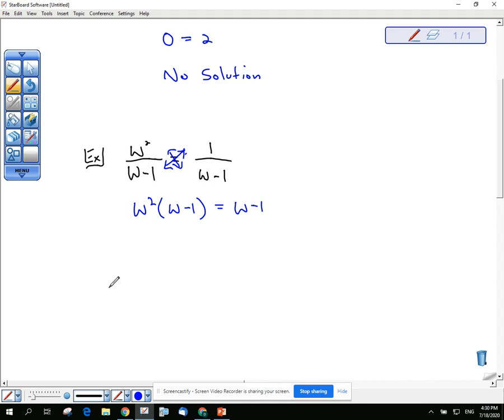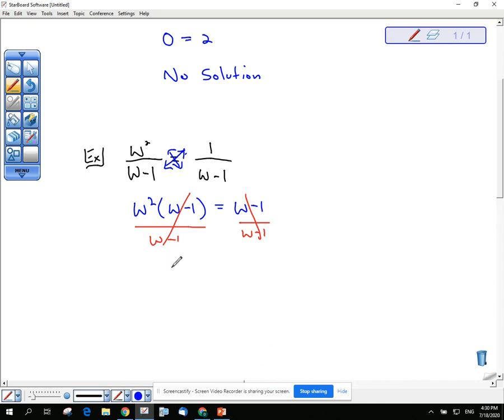I don't think so, because then you're going to have a cubic, and you don't know how to deal with cubics. So I think the better approach would be to divide by W minus 1, right? If I divide both sides by W minus 1, not only would these cancel, but these would also cancel, leaving you with just 1, okay?